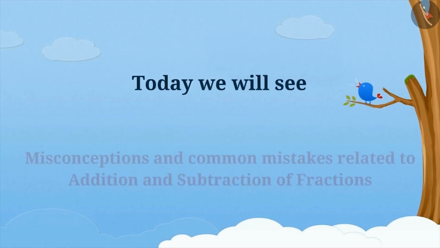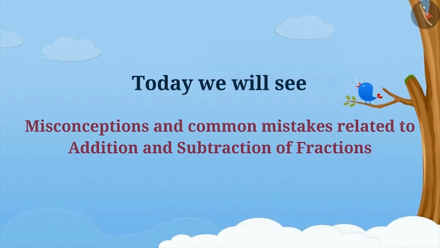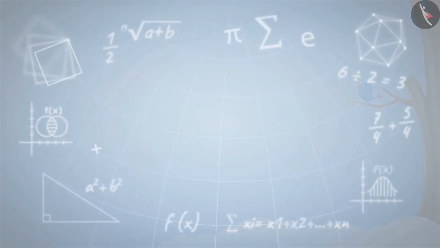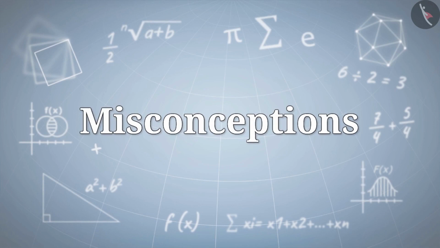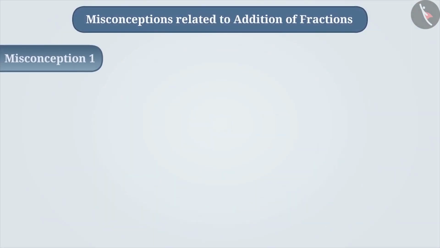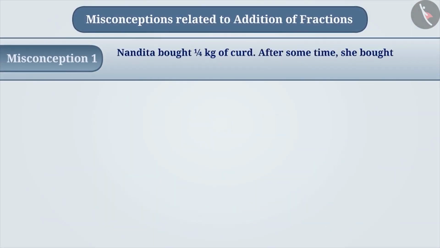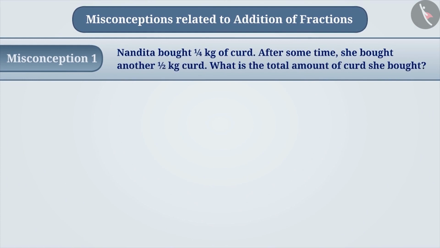Today, we will see misconceptions and common mistakes related to addition and subtraction of fractions. Misconception 1. Nandita bought 1 by 4 kg of curd. After some time, she bought another 1 by 2 kg of curd. What is the total amount of curd that she bought?